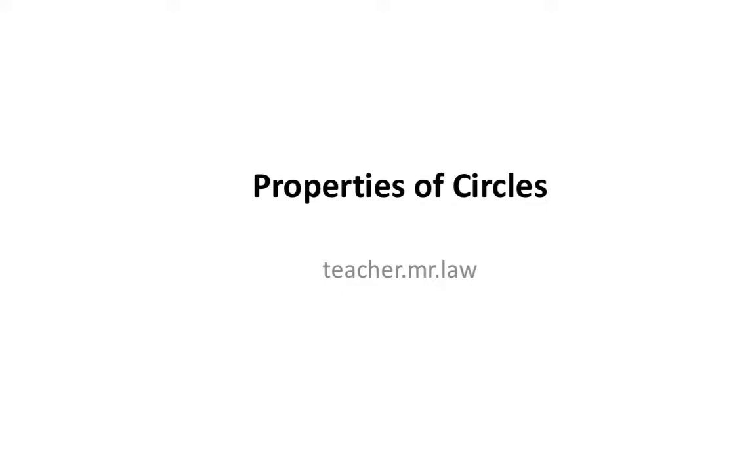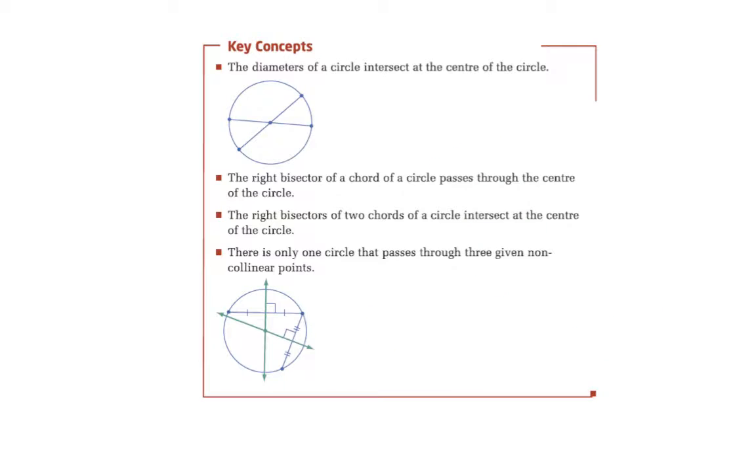In today's lesson, we'll be talking about the properties of circles. If you recall, we've already learned the general equation of a circle, which is x squared plus y squared equals r squared. Remember, x and y represent any point on the circle, while r represents the radius of the circle.